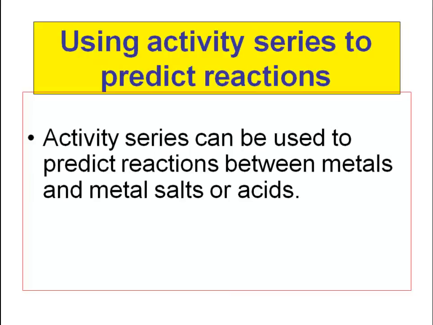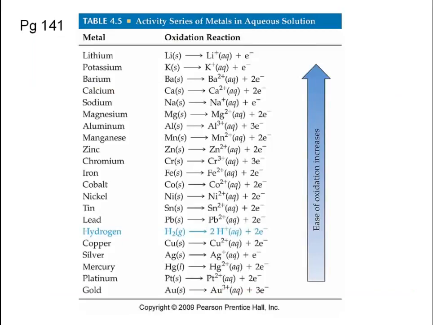We can predict which metals will react, which ones will not, and which ones will take the place of another metal in a compound in a single replacement reaction. So here is the activity series that is found in your book on page 141. At the very top is lithium. Lithium is the metal that will react the most. And you'll notice that gold, platinum, silver, and copper are at the bottom.